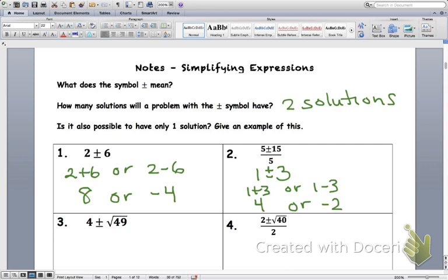Now the second question here is, is it possible to just have one? And the answer for this, if you think about it, would be yes. It's actually possible to have one. The only way that's going to happen is if you have a number like 10, the only number you can add and subtract to 10 to get the same number back is adding 0. So that's the way you can get one solution. 10 plus 0 and 10 minus 0 will both give you 10. Let's move on down to the next problems.